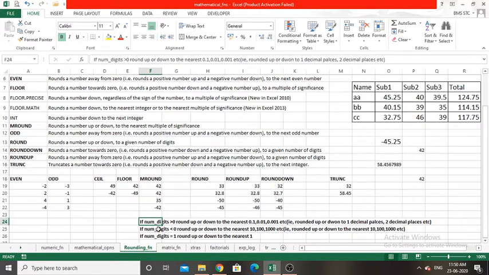If the second argument which we passed along with ROUNDUP and ROUNDDOWN is less than 0, then it rounds up or down to the nearest 10, 100, 1000, etc. If num_digits is equal to 0, it will round up or down to the nearest 1.